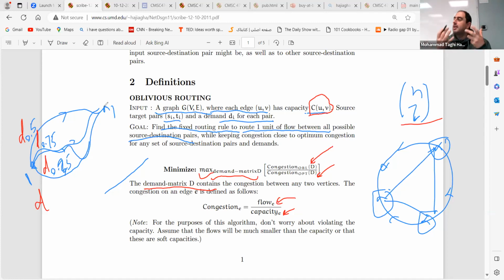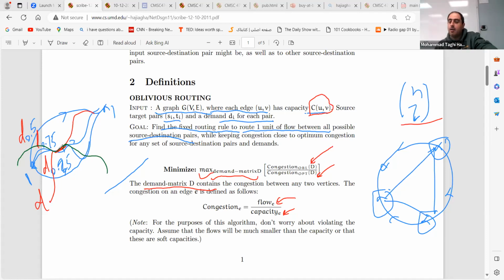So depending on which demands are coming, each edge may get some flow from different pairs. Maybe some from here, another one from here. So this edge essentially gets flow from three different demands. The total flow over the capacity of that edge is called the congestion of that edge.